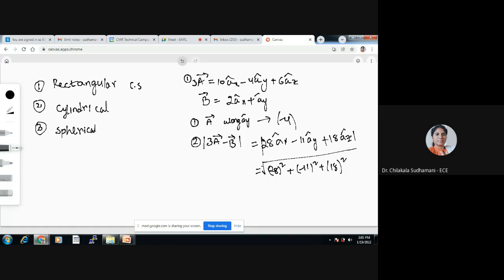Are you having any doubt? Here we are doing minus, and this is also minus, so here it will be 13 maybe. It's not 11, it is 13. Okay? Are you having any doubts in calculating the magnitude of the signal or vectors?